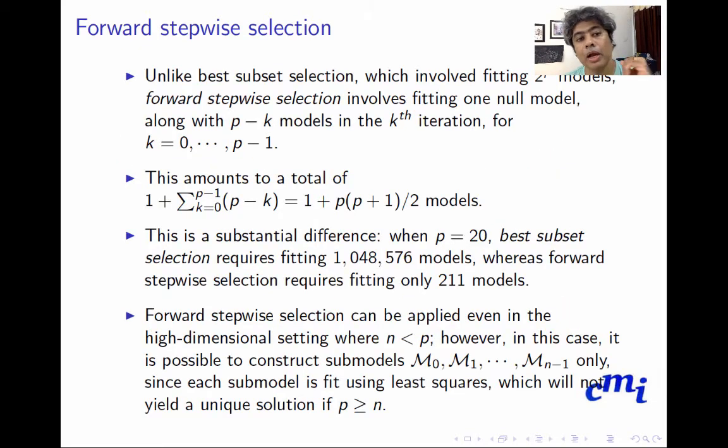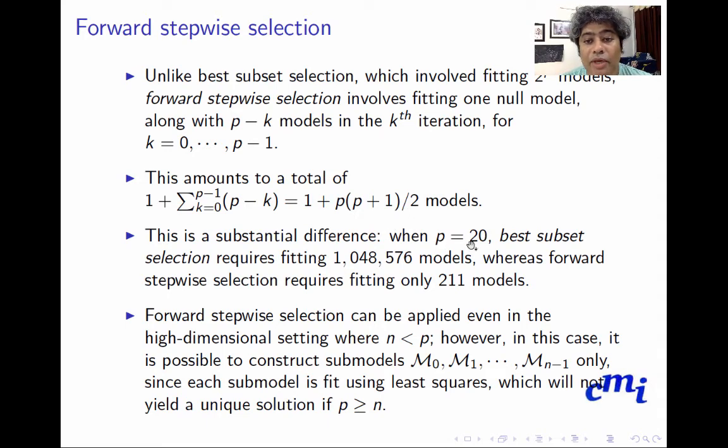In forward stepwise selection, unlike best subset selection, which involves fitting 2 to the power p models, forward stepwise selection involves fitting one null model along with p minus k models in the kth iteration. This means the total number of models you have to fit is 1 plus p(p plus 1)/2 models. So there is a substantial improvement.